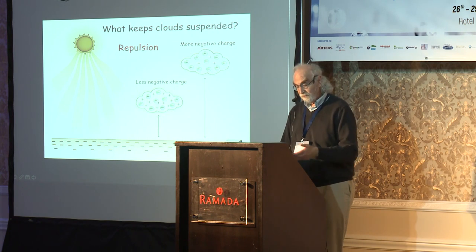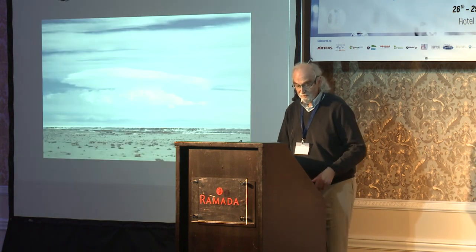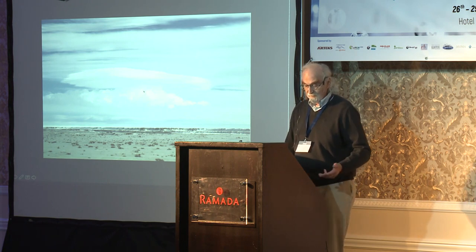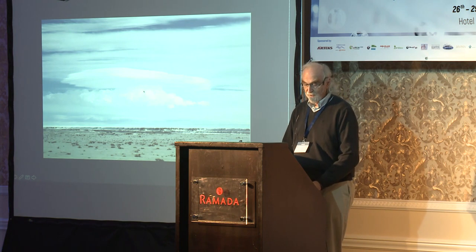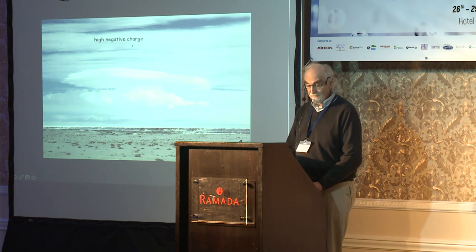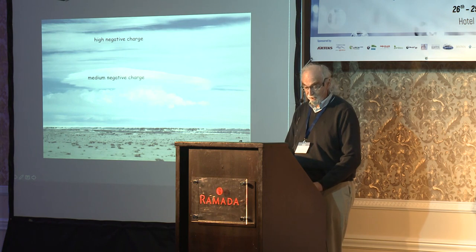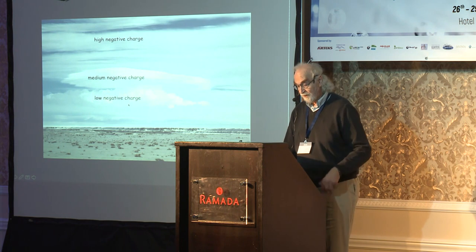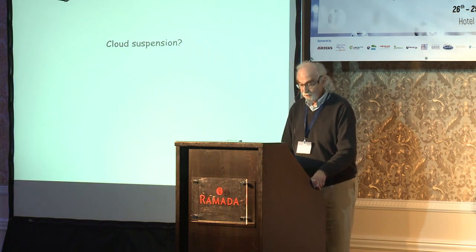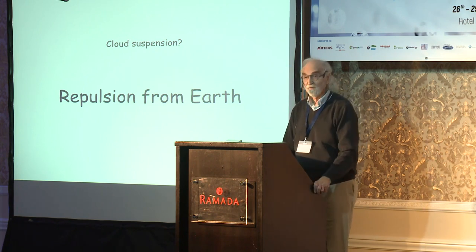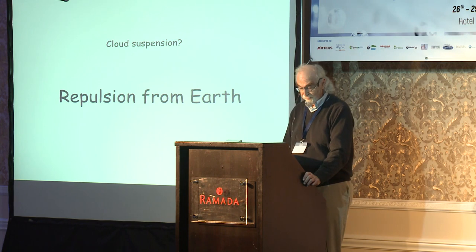And if you think about this hypothesis, then it becomes easy to explain why sometimes you see layers of clouds. And these layers have been difficult to explain in terms of the usual temperature and pressure. And so you can imagine that the cloud up here has a lot of negative charge. This one has a medium amount, and this one has a lower negative charge, and you can explain it. So in terms of cloud suspension, a possibility is that the reason the clouds are up there is simply by repulsion from the Earth.